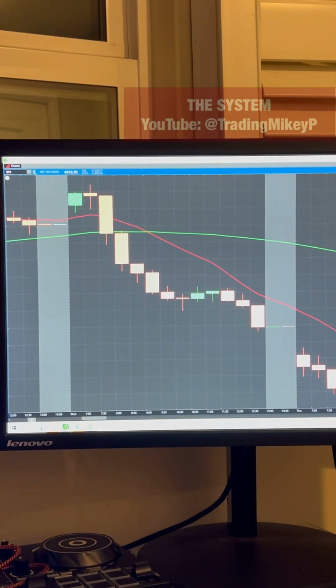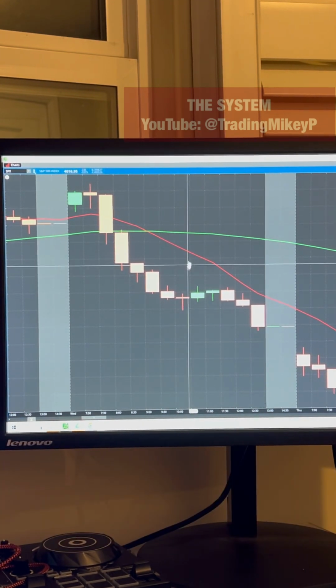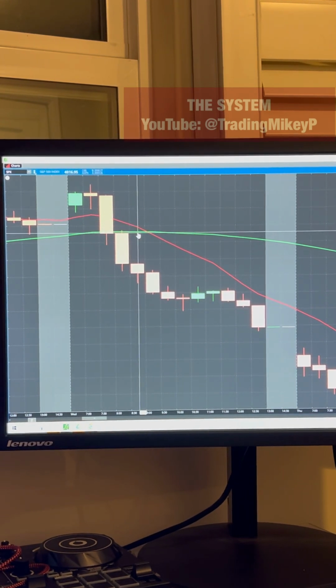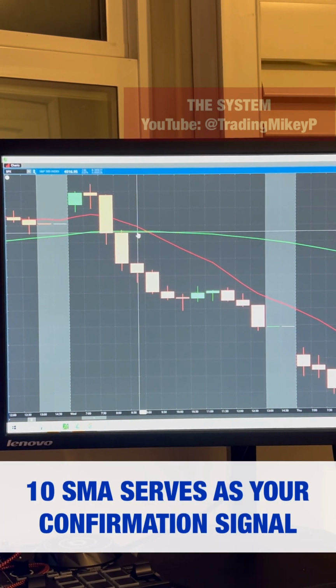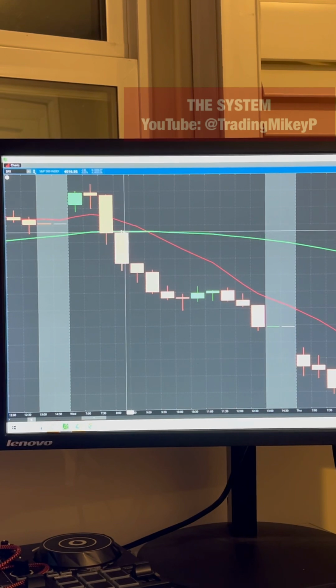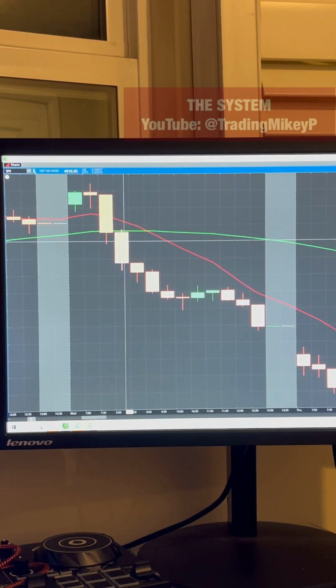So the next thing you're gonna need, the 10 SMA. On mine, I have it as the red line right here. That is the 10 SMA. The 10 SMA serves as your confirmation. So when we see the price goes below the 50, we're like, oh, the bears are in control, the market's going down, right?